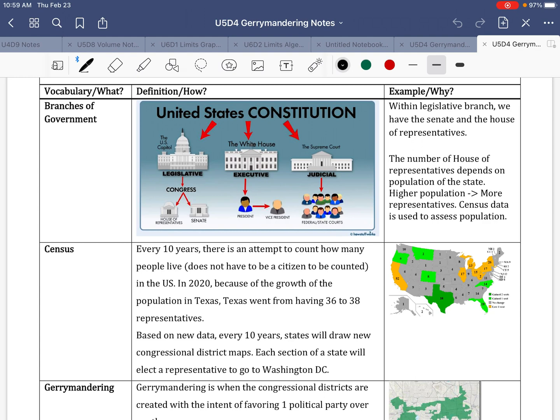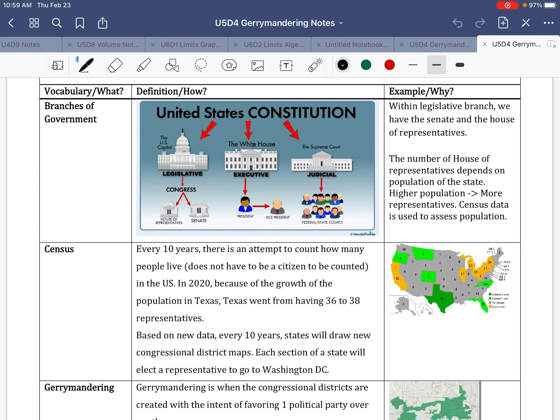In order to determine how many state representatives each state gets, every 10 years we hold a census. So the census is an attempt to count how many people live, and it does not have to be a citizen of, but they just have to live in a state. The last time we had a census was in 2020. And because of the growth of the population in the state of Texas, we went from 36 to 38 representatives.